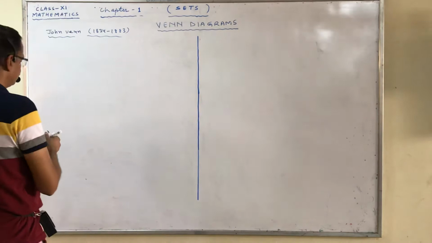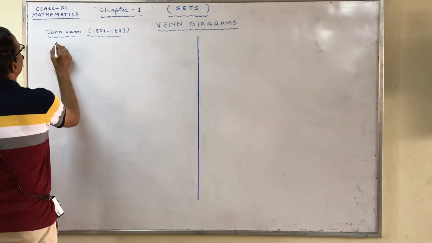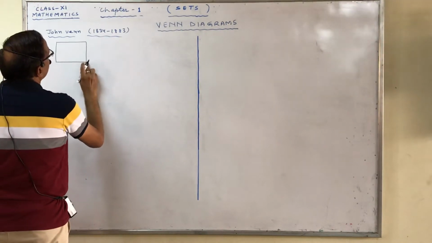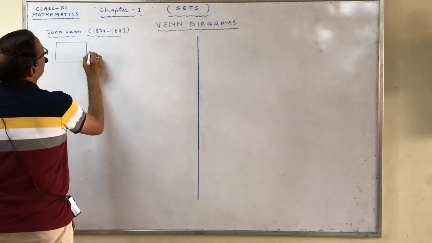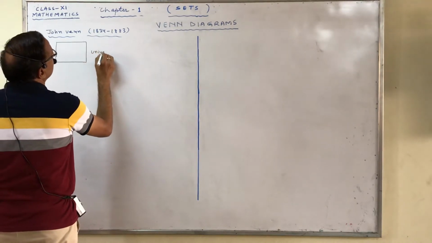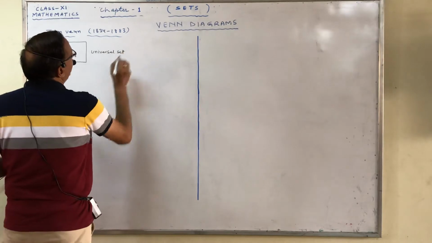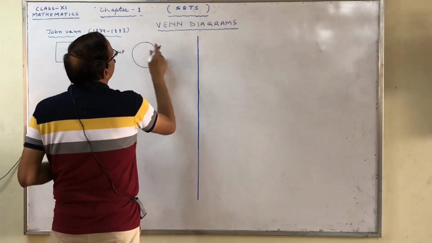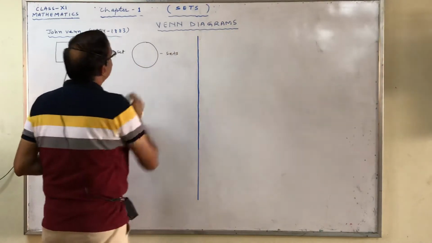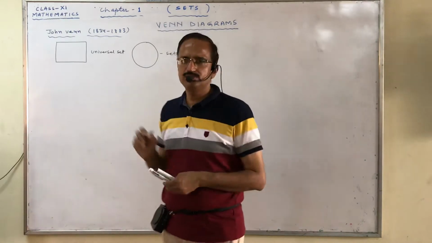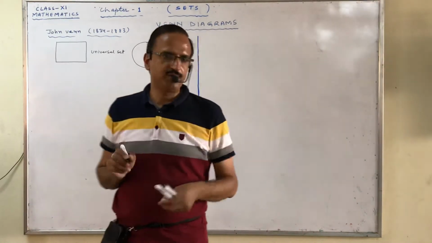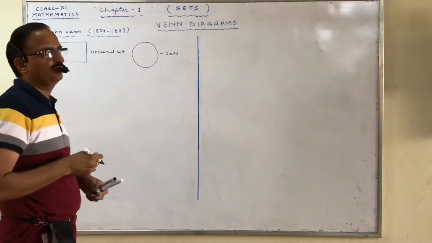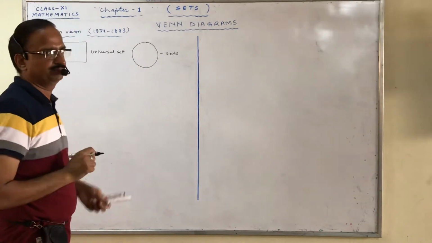It means we will represent the universal set by rectangles and the other sets by circles, and these sets are the subsets of this universal set. Now I am drawing some of the Venn diagrams and explaining. So please look and try to understand carefully.